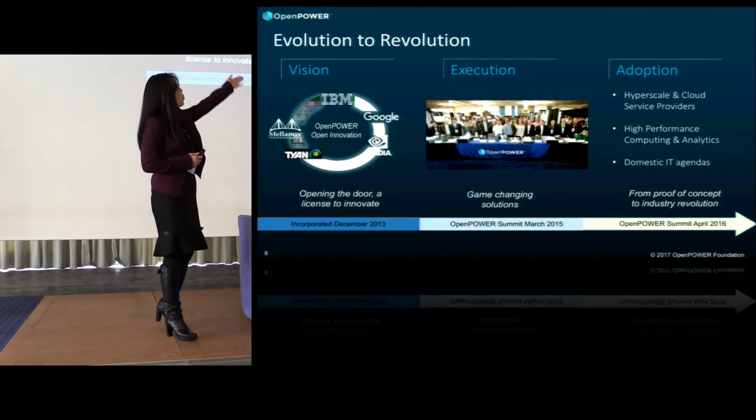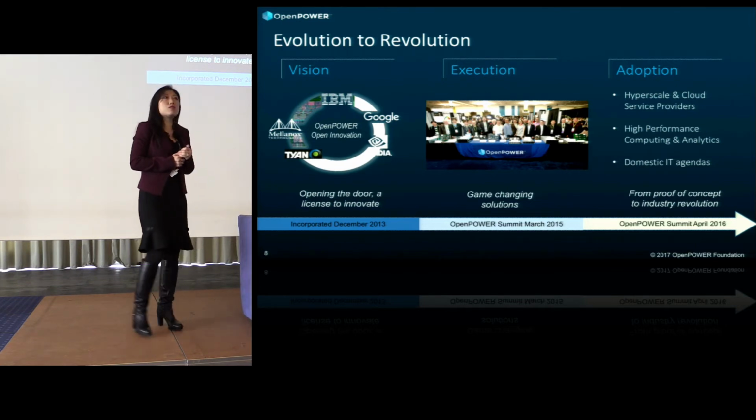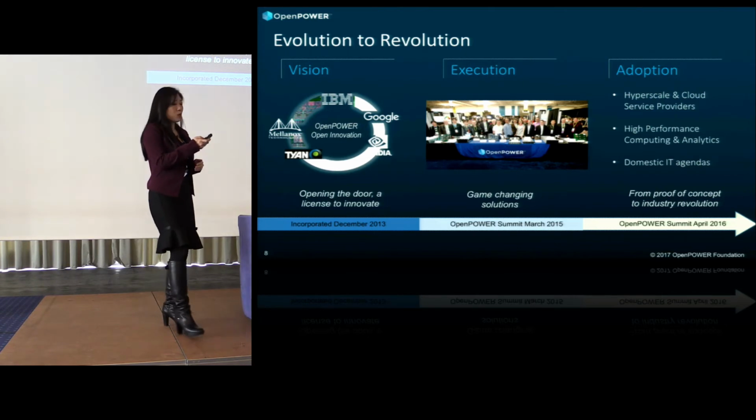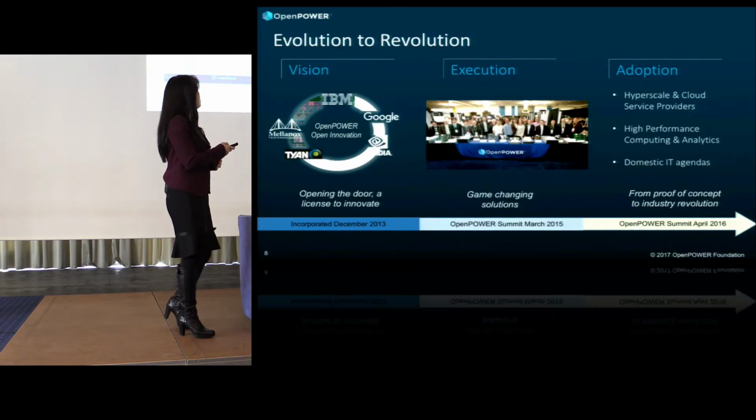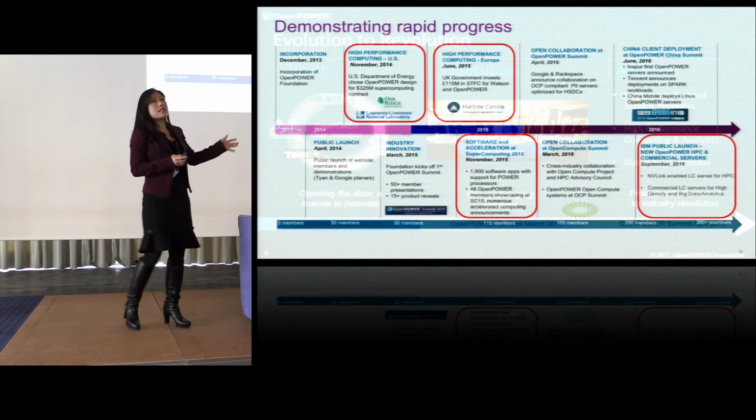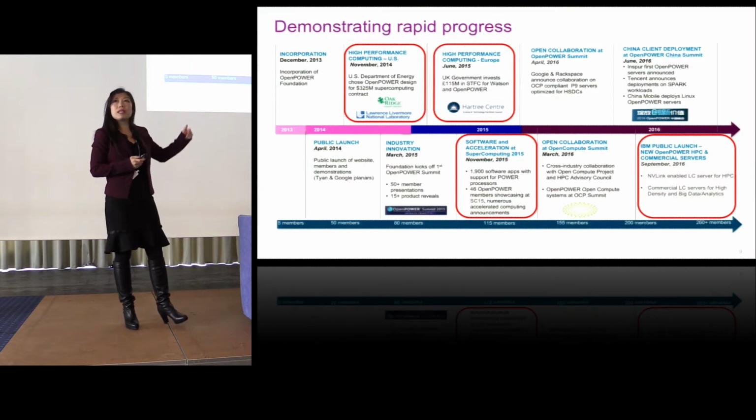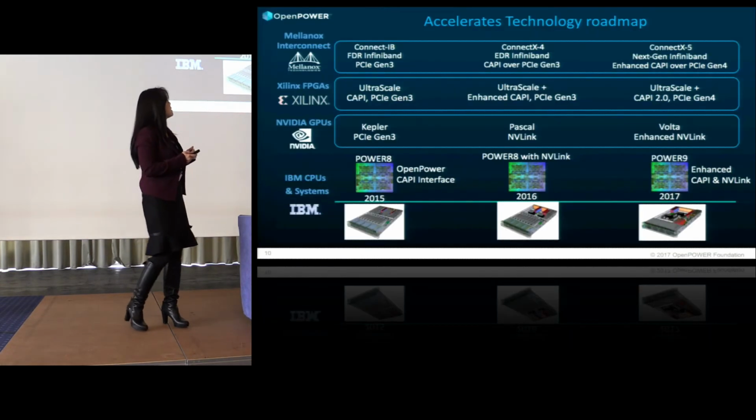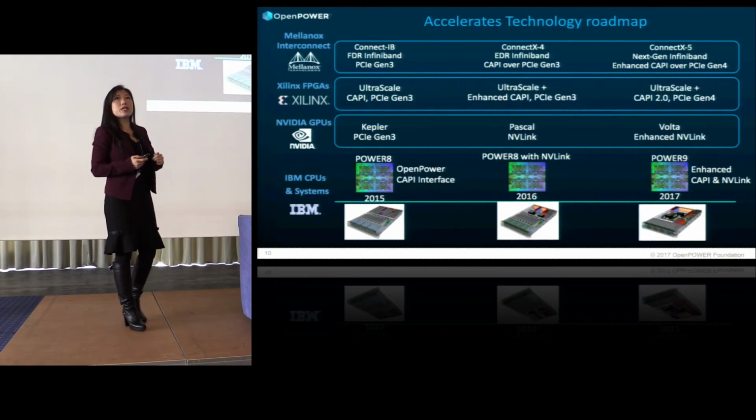There are 3 markets we're focusing on. Hyperscale and the cloud service providers is one market, high-performance computing, and also the domestic IT agenda. This chart I'll briefly skip. These highlight some of the key milestones we have had over the years, and the ones in red circles are the HPC ones. Now let's look at our acceleration roadmap.